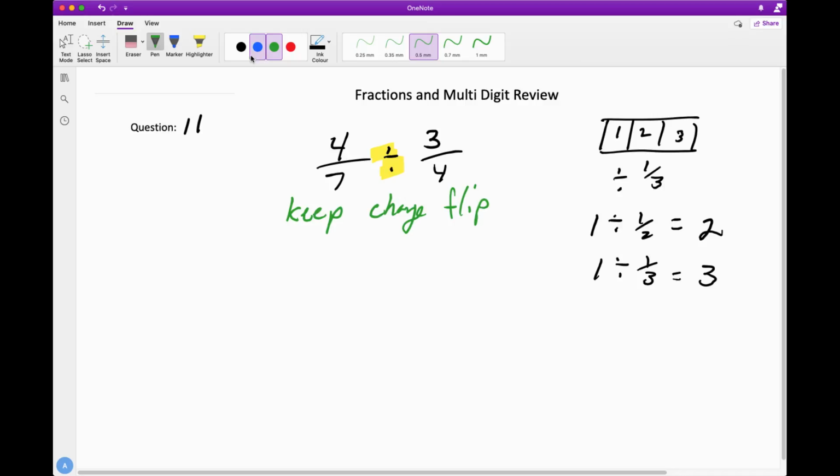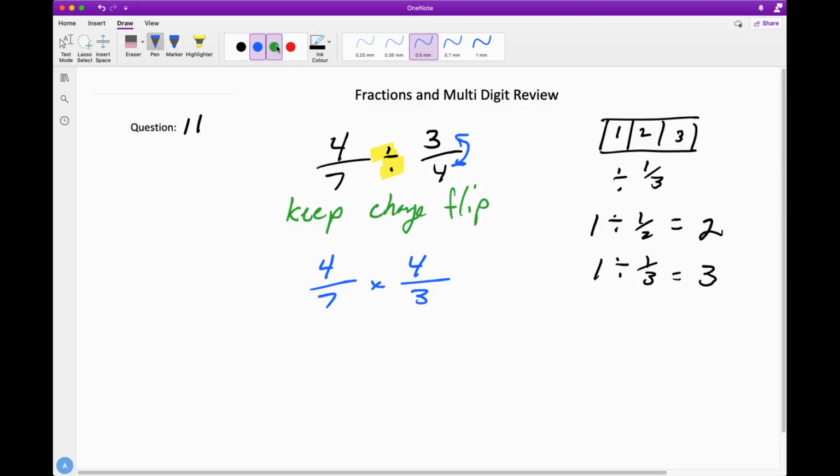What that means is the first fraction does not change at all. It stays exactly as is. So 4 over 7 gets written as 4 over 7. Then we change the division to multiplication. And then we flip. We take the reciprocal of our second fraction, what we're dividing by. You say you love me, but now you flip them like reciprocals. We flip it and it becomes 4 over 3.